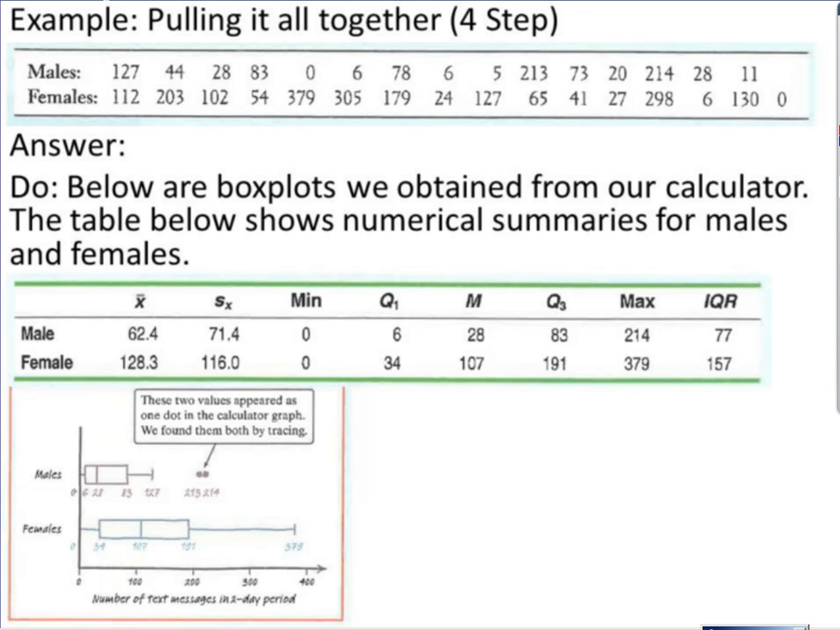If we have box plots, remember you can make those box plots on your calculator. You can tell from the box plot that this data is going to be skewed to the right, and for males there are going to be outliers. We also calculated the information. We have the x-bar and the standard deviation. We also have the minimum, Q1, median, Q3, and max, and the IQR for all of the data.